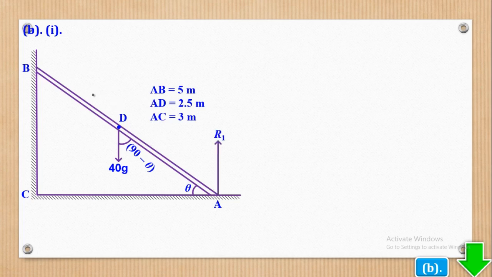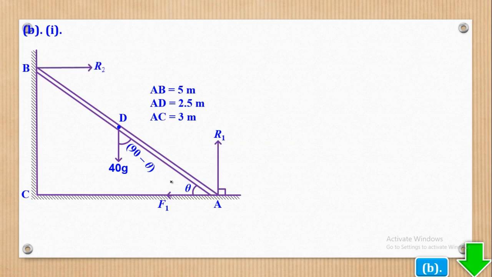So that you realize that when they tell you that the ground is rough, it means that there is both horizontal and vertical components. In other words, there's normal reaction and the frictional force. So normal reaction at A is R1. There will also be frictional force, which is F1. Now it's in this direction because if this ladder was to slide, it would slide going in this direction. But remember, friction opposes motion, so it has to act in this direction.